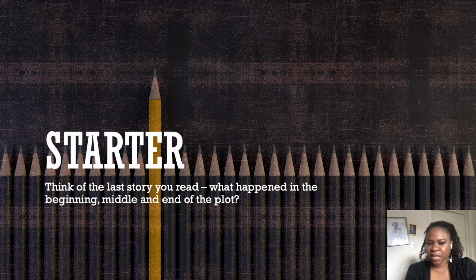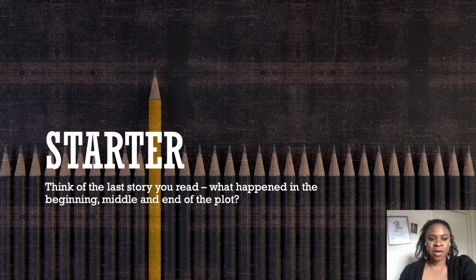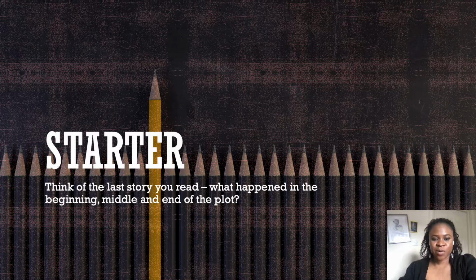For a start, I'd like you to think of the last story you read. What happened in the beginning, the middle, and the end of the plot? Because it's been said that a story is something that has a beginning, a middle, and an end. That's basically how stories go. While you're thinking about that, I'd like you to get a piece of paper or a notebook and do some of these small assignments as we go along.